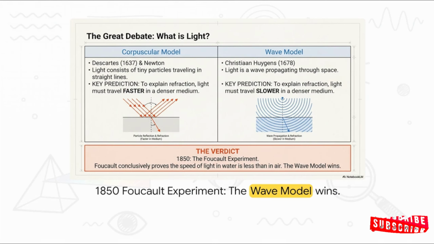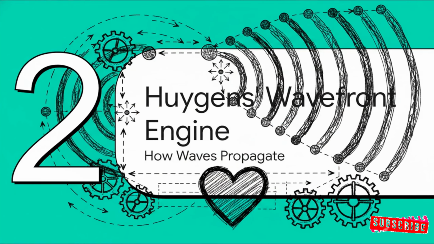And this right here brilliantly illustrates the smoking gun. In 1850, Foucault conclusively proved that light slows down in water, meaning the wave model officially wins the debate. It took nearly 2 centuries, but by bouncing light off spinning mirrors into a long tube of water, the data was completely undeniable. Light acts like a wave. But that raises a massive question, right? If it's a wave, how exactly does it travel across an empty room? Let's find out in Section 2, Huygens' wavefront engine.